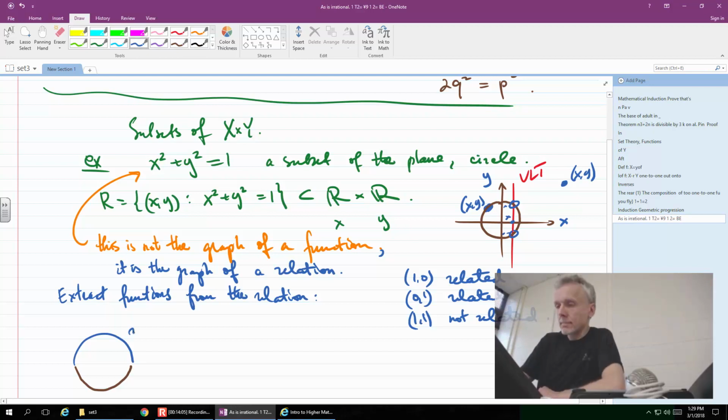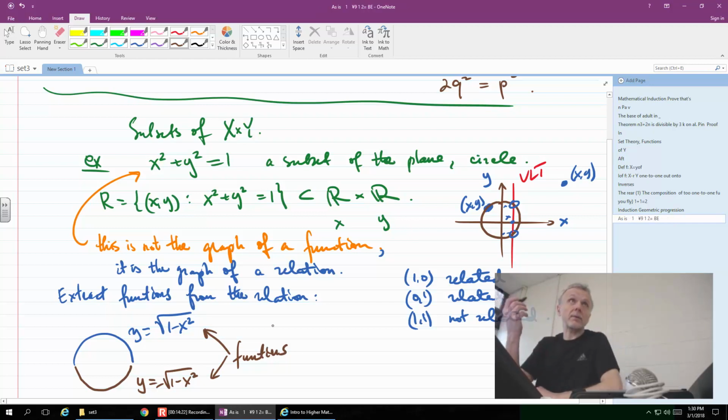Y equals square root of 1 minus x squared. And the other one is for the bottom: y equals negative square root of 1 minus x squared. Okay, so these are functions, and these are their graphs. So our relation is actually made of two functions, and its graph, that circle, is made of the graphs of these two functions.